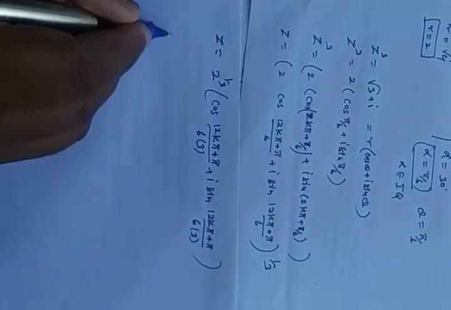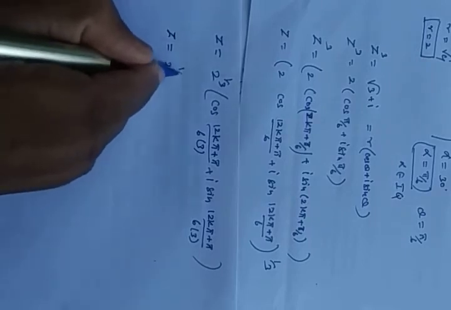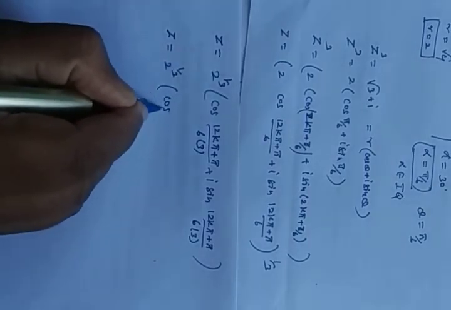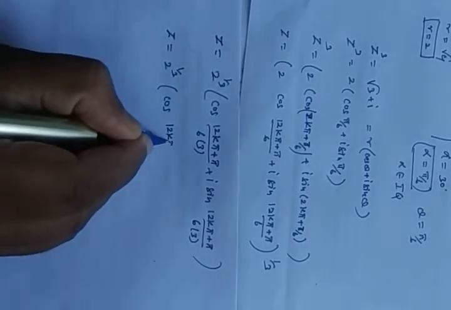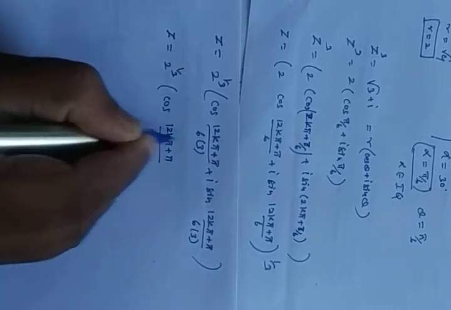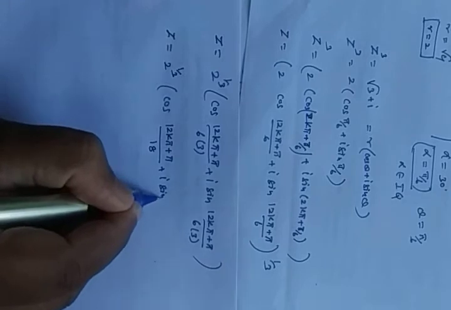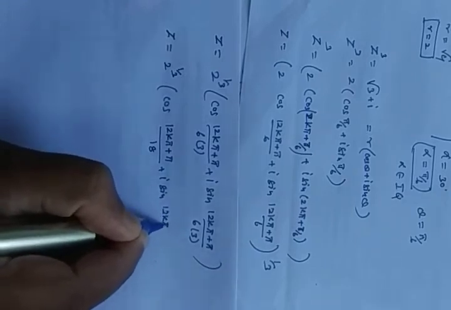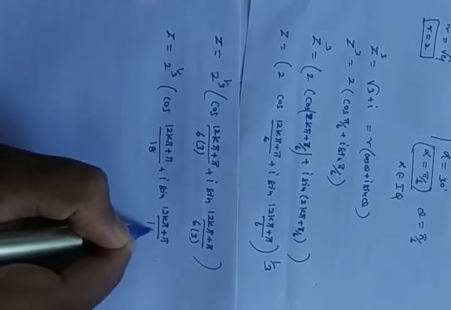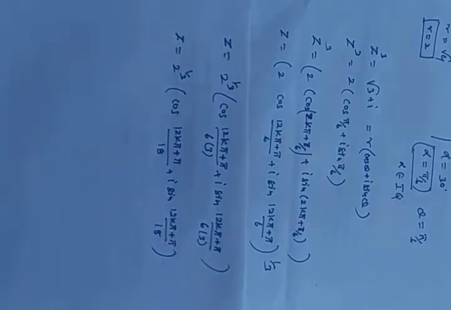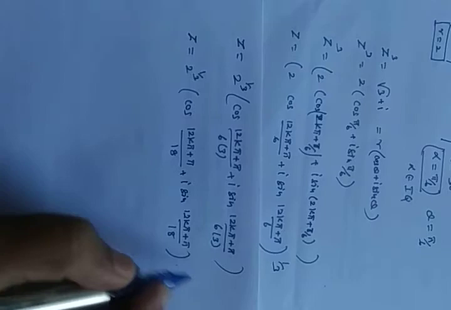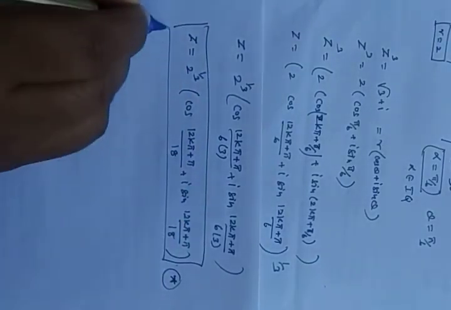So now simplify it. 2^(1/3) will come. Here cos (12kπ + π/6), 3 sixes are 18, and plus i sin, here also what will come? (12kπ + π)/18 will come. This is the way we are getting. Okay. So now what we need to put? This is our equation star. Okay. This is our equation star.